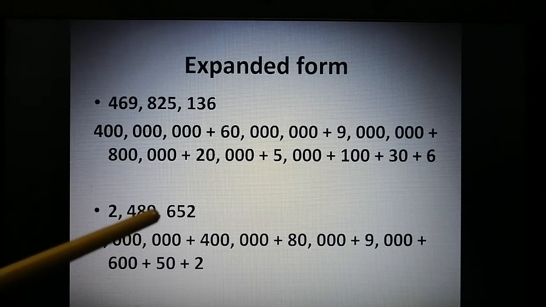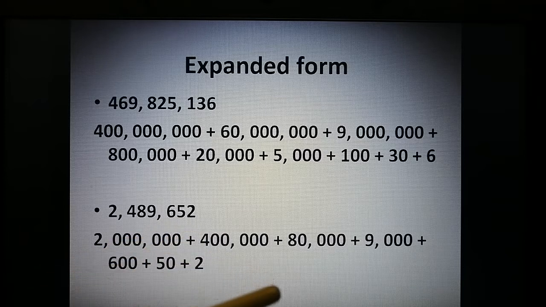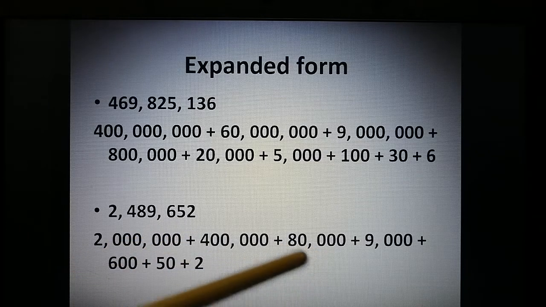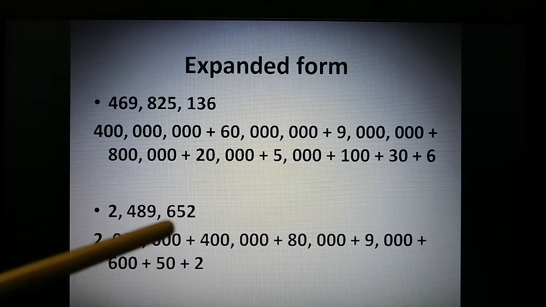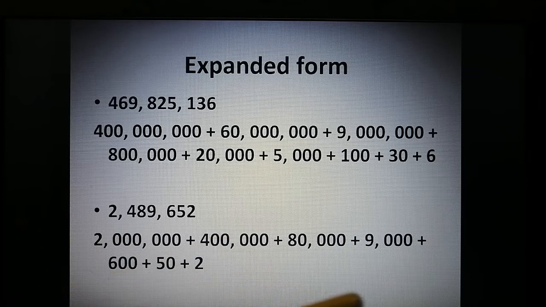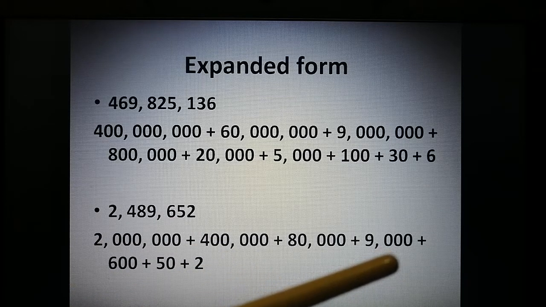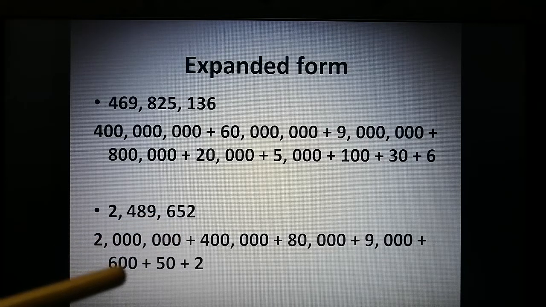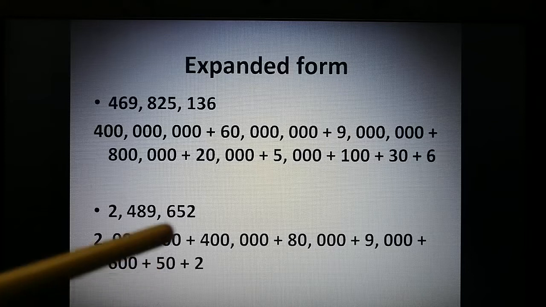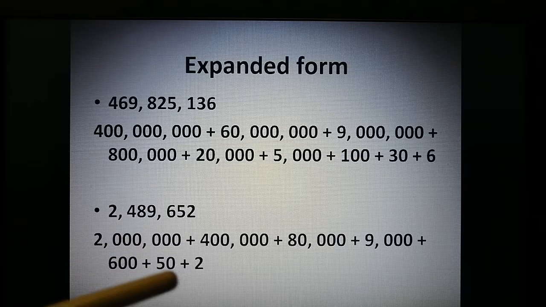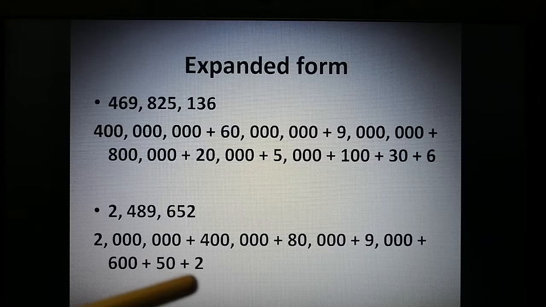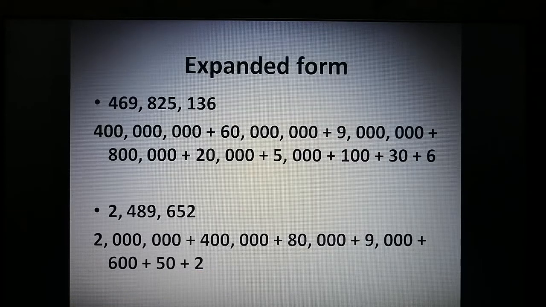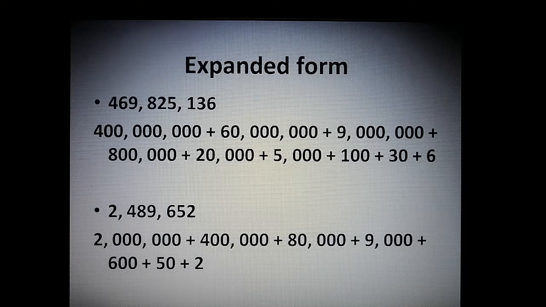8. How many digits after 8? 1, 2, 3, 4. So I am writing 4 zeros. Next number is 9. How many digits after 9? 3. So I am writing 3 zeros. 9 is also done. Next is 6. How many digits after 6? 2. So I am writing 2 zeros. Next is 5. So how many digits after 5? 1. So I am writing 1 zero, plus last number is 2. No, one number after 2? No. So 2 is single. So this is the way to expand the numbers.